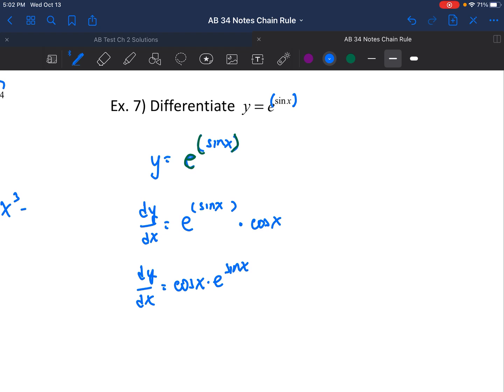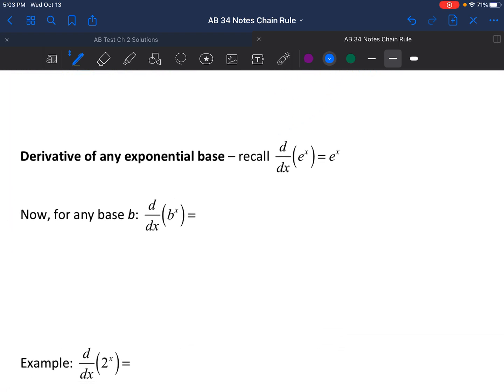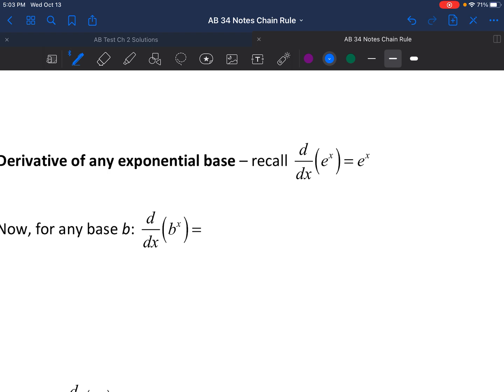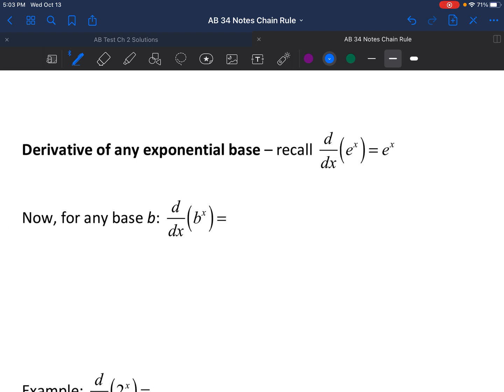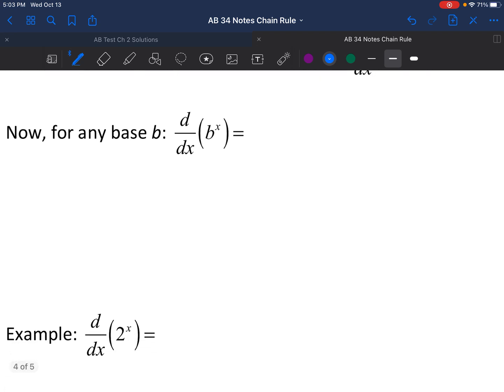That looks fun. That also gets me thinking, what else can we put inside of e? Well, we know derivative of any exponential base is itself. Or exponential base e is itself. What if it's a different base? If I've got some b to the x, namely 2 to the x.